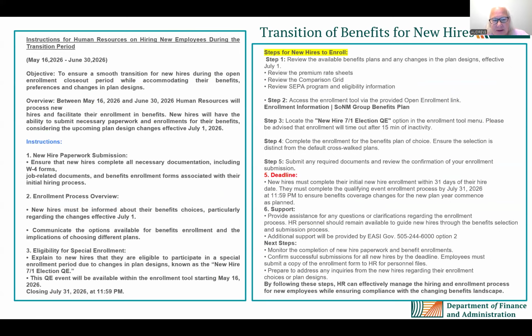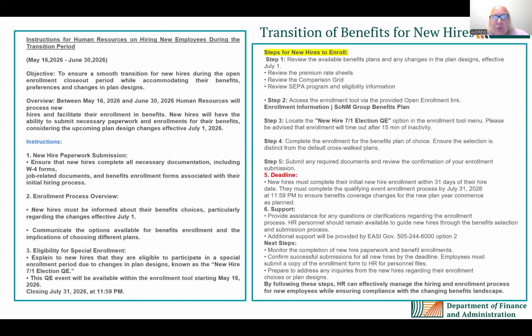Because of this transitionary period, these are the rules that HCA is establishing for setting up insurance benefits for people that are hired between May 16th and June 30th of 2026. These new hires are entitled to benefits from their date of hire through the end of June for the current plan year, and will need to be offered benefits for the new plan year, which begins July 1st.